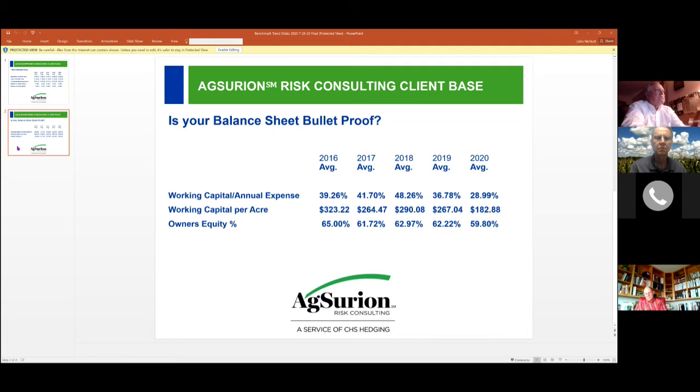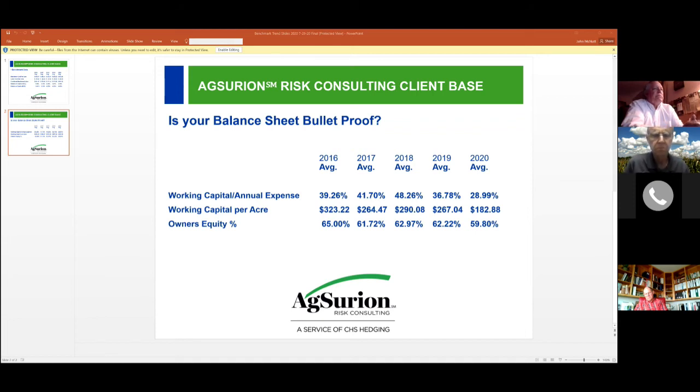looks at working capital divided by annual expenses. That's the dollar amount of working capital, current assets minus current liabilities, divided by annual expenses. 10 years ago, that figure was 58%. Today it's 28%. So the last 3 years have been the largest drop in working capital, both per acre and on an expense base, percentage basis. We really need a couple good years in the next 4 or 5 years, because it's been tough. And the percent owner's equity average dropped below 60% for the first time in 10 years. And that's on a market value basis, right? Yes.